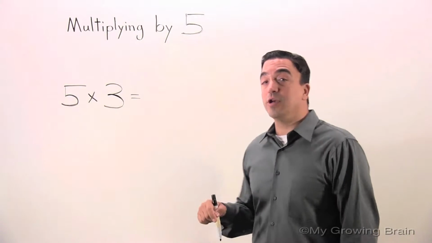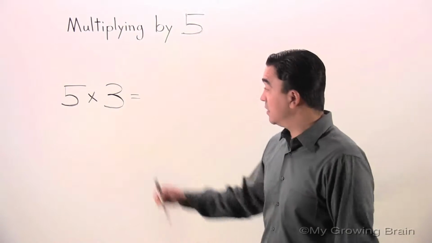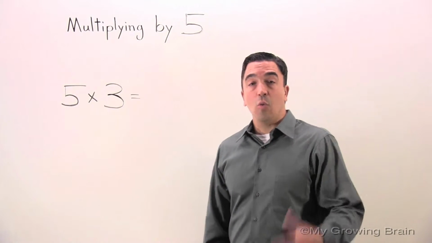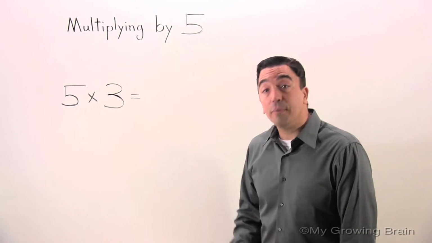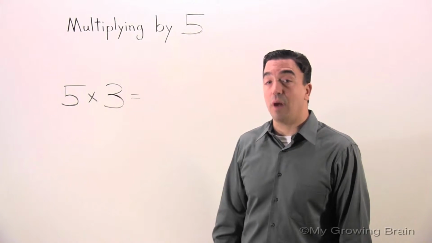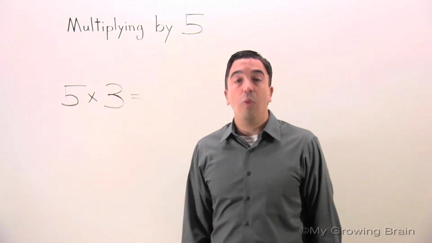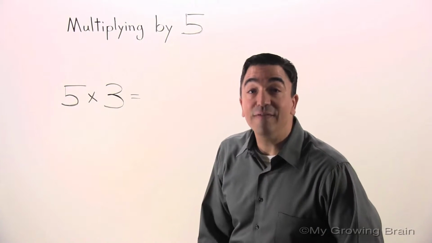If you look on the board, you notice I have 2 factors. Factor 5 and the factor 3. When I multiply these 2 factors together, I get a product. The product is the answer to a multiplication problem. So, what is 5 times 3? Yes, 15.